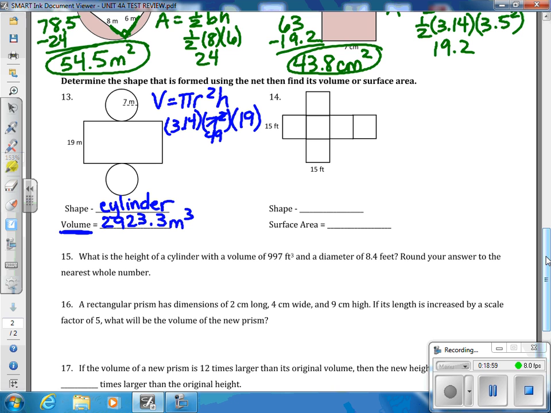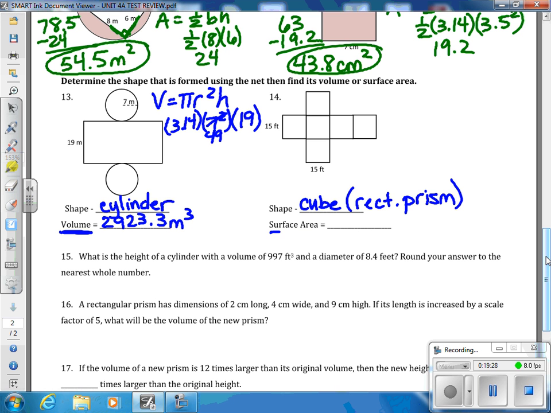All right, for number 14, you'll notice that you have 6 perfect squares. So when you build this thing together, and notice that the two numbers are 15, that's another clue. All the sides are the same. They're all squares, so if you build it together, you're going to have a cube. There is no cube on your formula sheet, so if you did label this as a rectangular prism, we would also accept it, just because you're not going to have that on the formula sheet. So when you go to use your formula, you are using the rectangular prism formula.